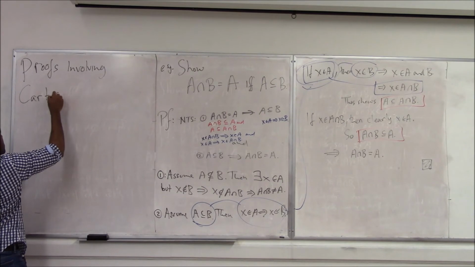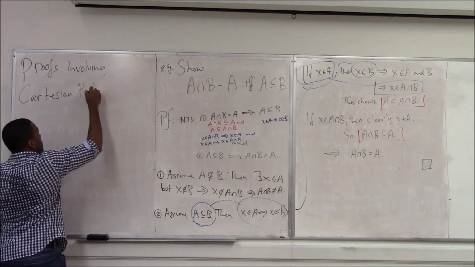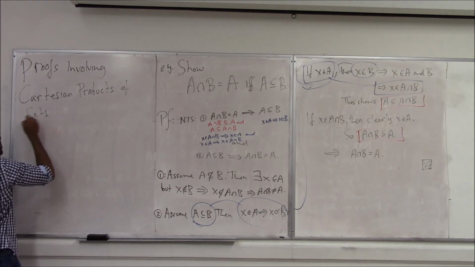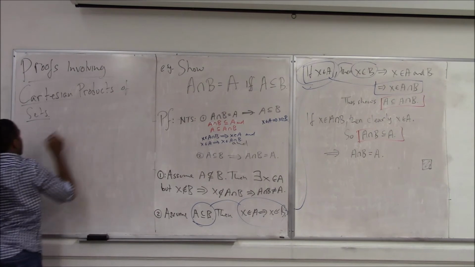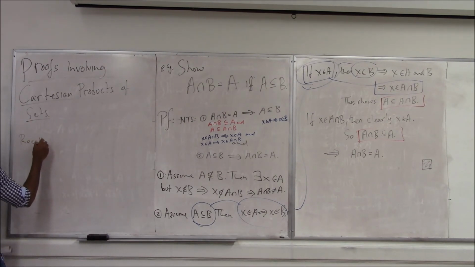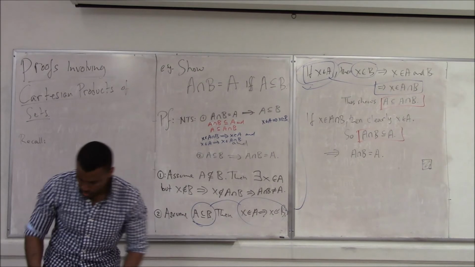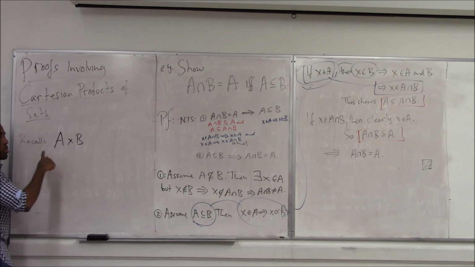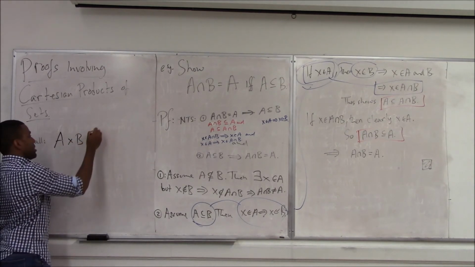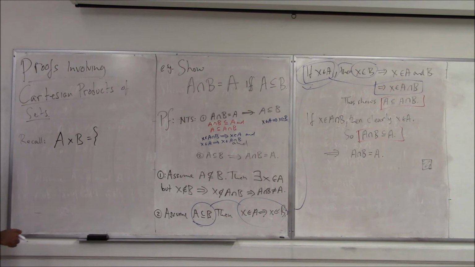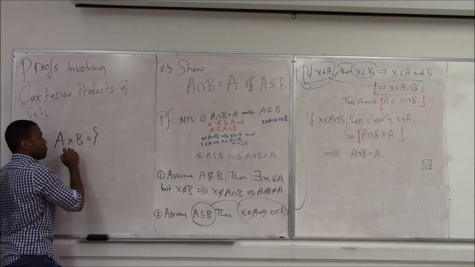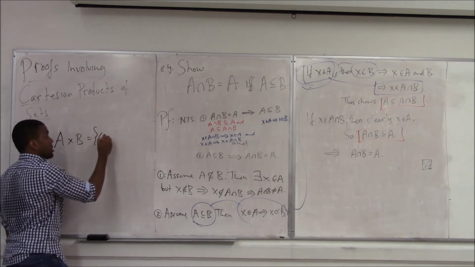Cartesian products of sets. You guys remember what Cartesian products of sets is? Recall. Talk about the product of sets. A cross B is the Cartesian product of A and B, and that is defined to be the set of... What do the elements look like? They're ordered pairs.